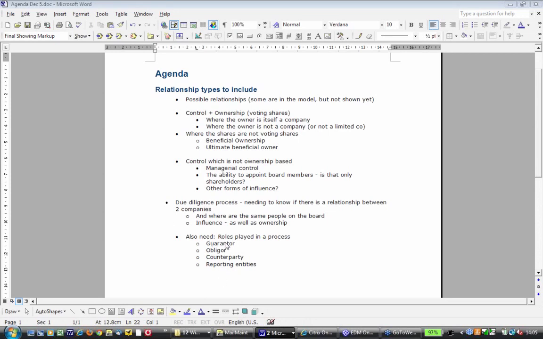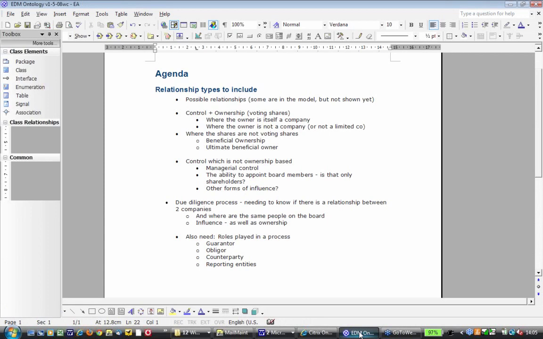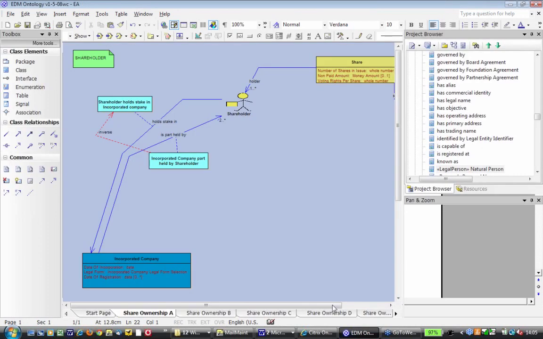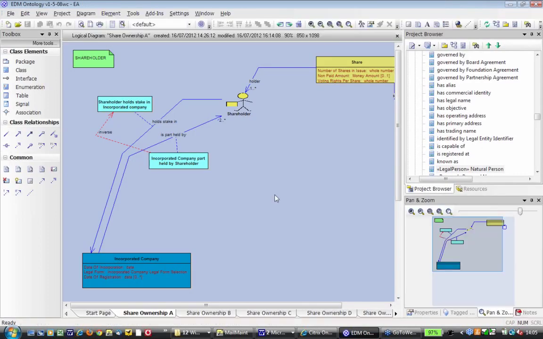And I thought what I'd do, I want to show a couple of things first. So I'll start by just refreshing our memories on the diagrams that we did show in the original slides at the beginning of this series of subject matter expert reviews. And this was the share ownership based relationships, where the owner of the party, which is the shareholder, is itself an incorporated company.